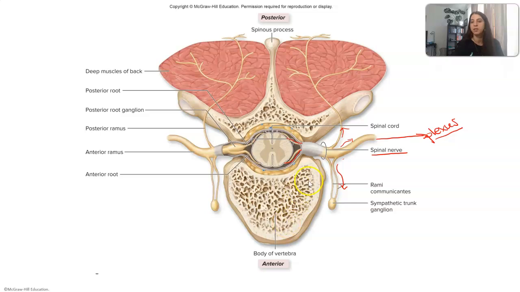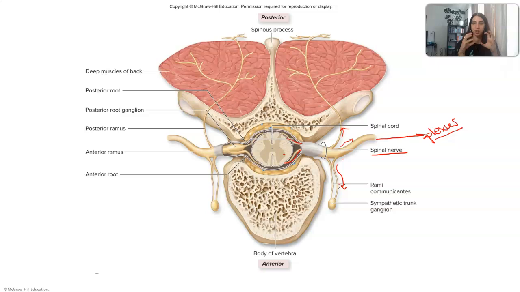And then lastly, we have this rami communicans, this little tiny guy, and the rami communicans contains, you guessed it, sympathetic axons, autonomic neurons that emerge from the thoracic and lumbar region of the spinal cord, and their cell bodies are located in the lateral horn of the gray matter of the spinal cord.